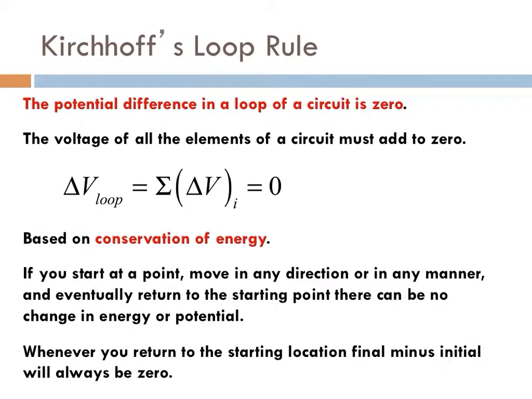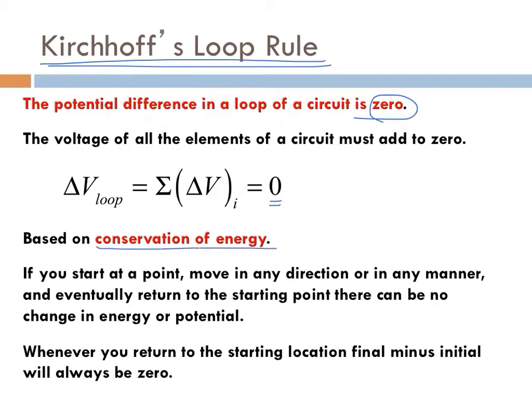Now we're going to Kirchhoff's first rule. This is called the loop rule. This is one of the most important rules for circuits. This means that the potential difference in a loop of a circuit is 0. What that means is that you're going to add up all those potentials in a circuit, and they have to add up to 0. This is based on the conservation of energy.